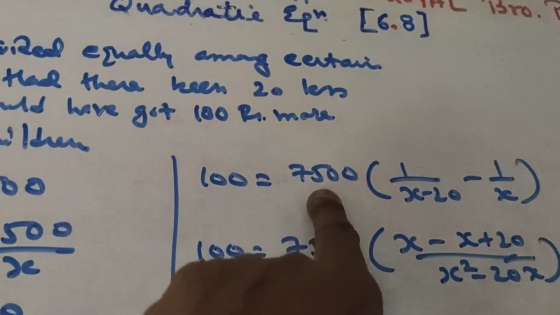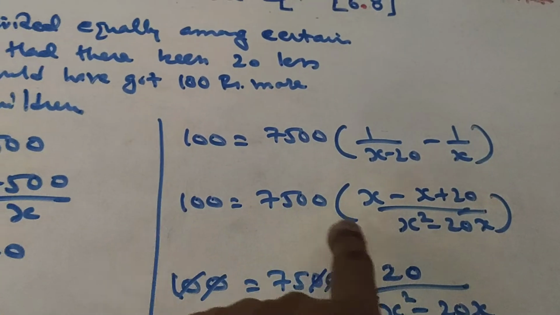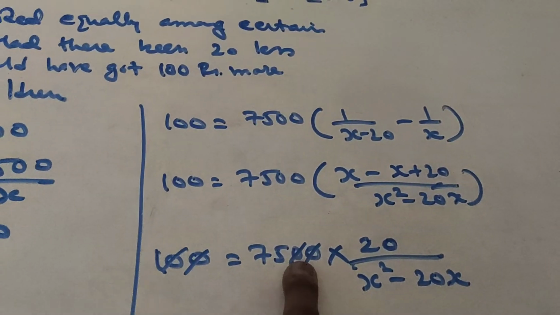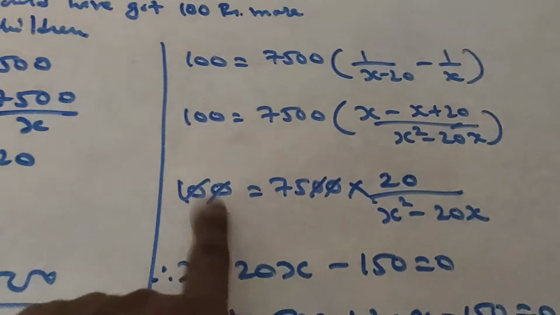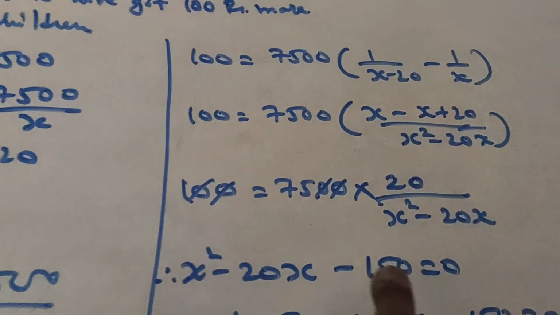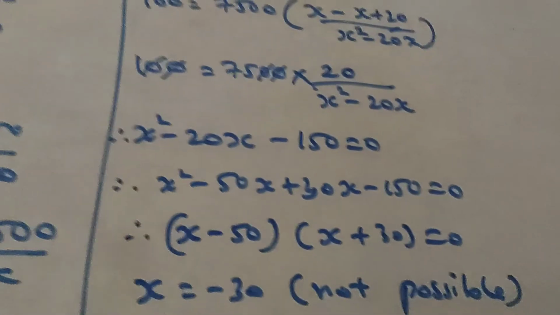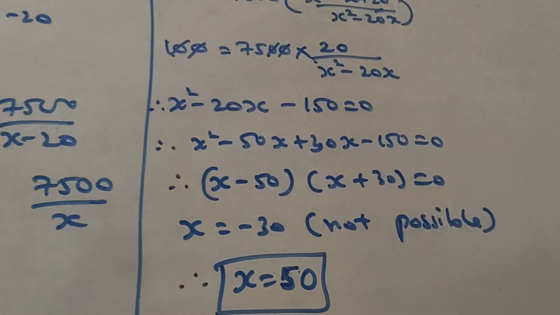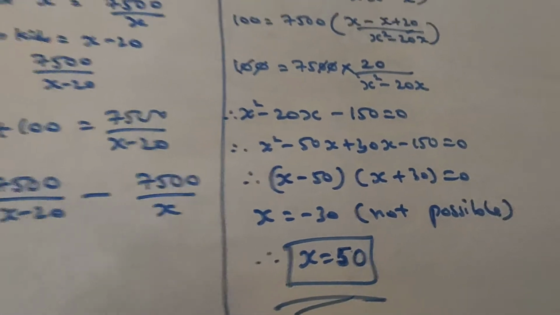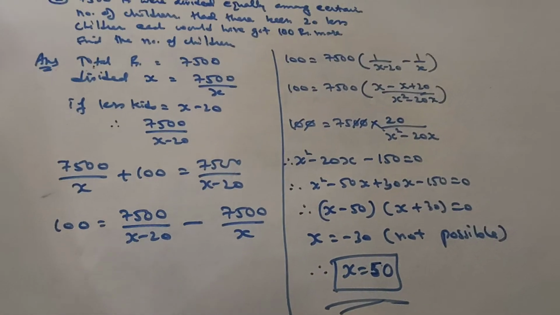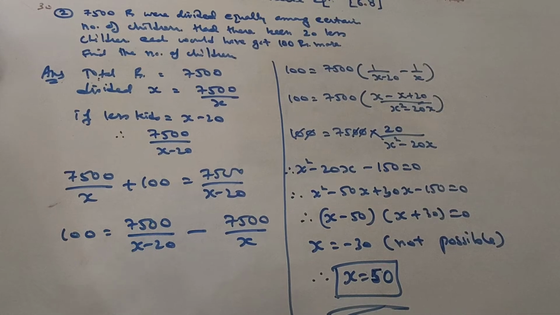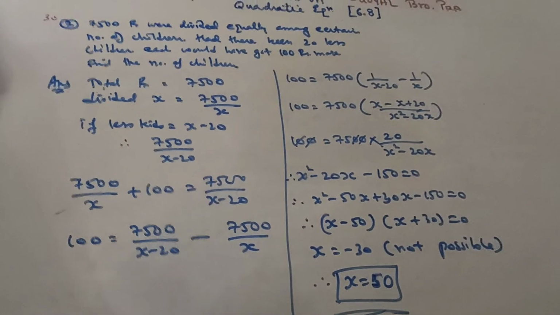Here I have taken 7,500 common, and simplifying by taking LCM, these two zeros and these two zeros are cancelled. We are getting x square minus 20x minus 1500 is equal to 0. And factorizing, I am getting x equal to minus 30, which is not possible, and x equal to 50, that is possible. So the value of x, the number of children, is 50. I hope you understood.